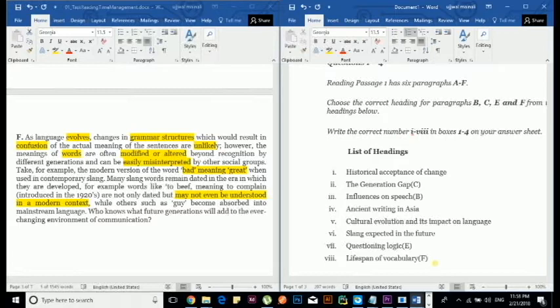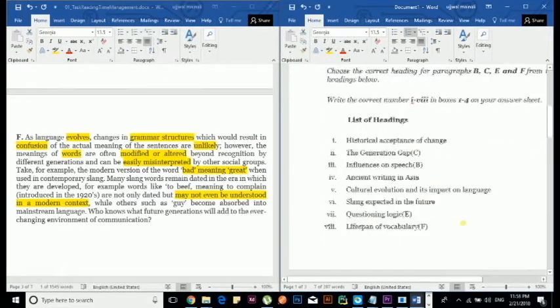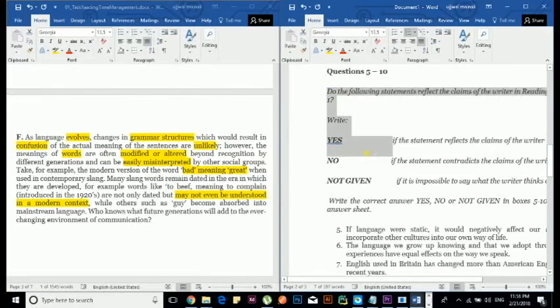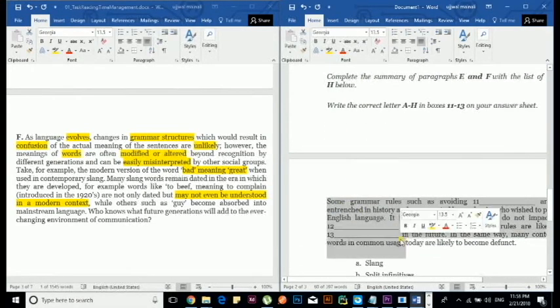So here you go. These are some general tips on time management and on being more efficient in your IELTS examination. So in the next lectures, I'll be talking more about finding supporting words and sentences, and more on how to go through the yes, no, not given questions and the fill in the blanks.